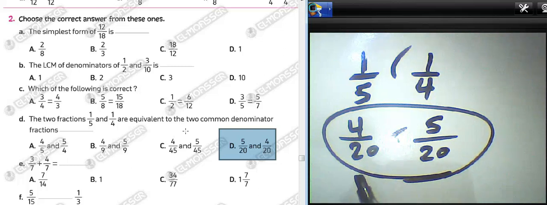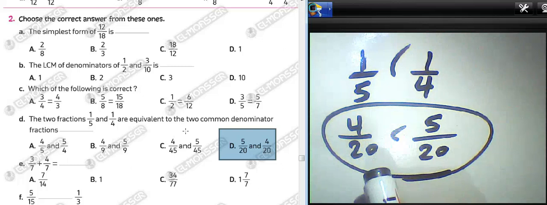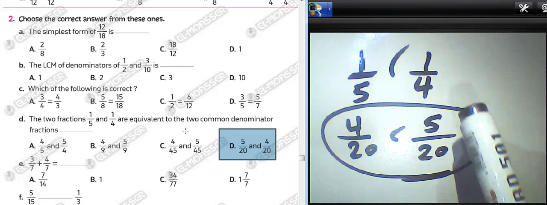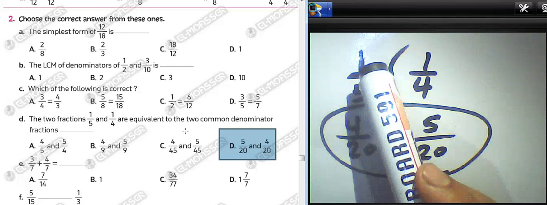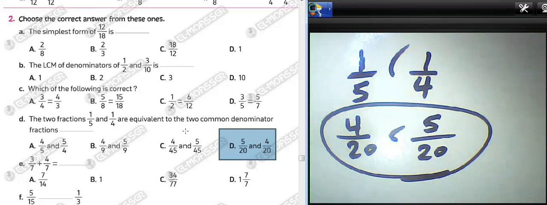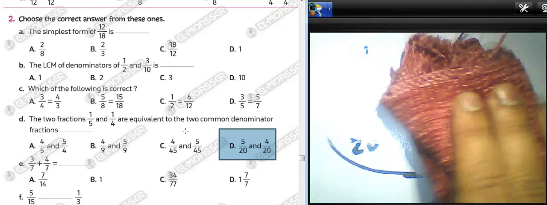The two fractions 1 over 5 and 1 over 4 are equivalent to the two common denominator fractions 5 over 20 and 4 over 20. Because 4 times 5 equals 20, 1 times 5 equals 5, 4 times 5 equals 20, 4 times 1 equals 4. Okay, understood? So in this example, we must write the least common multiple between 5 and 4.